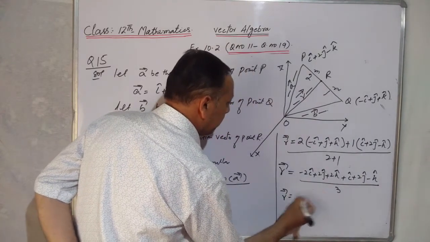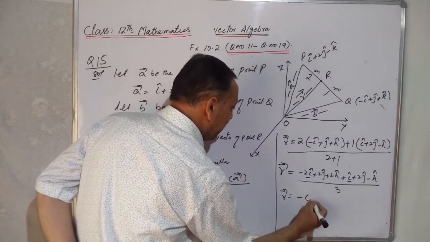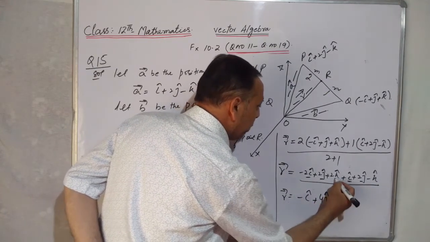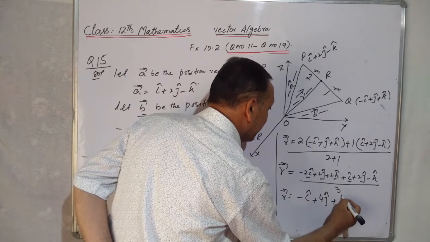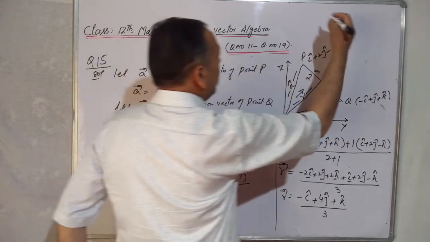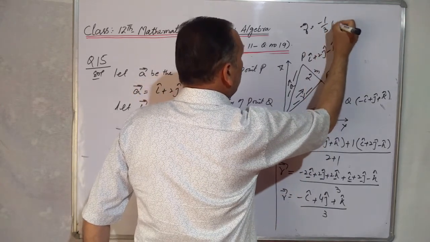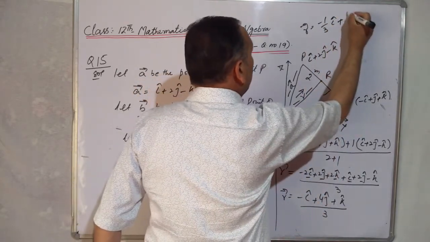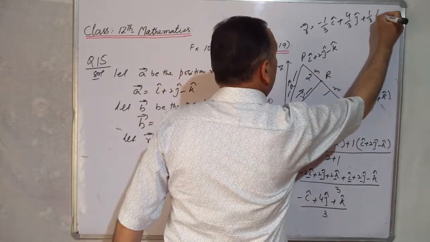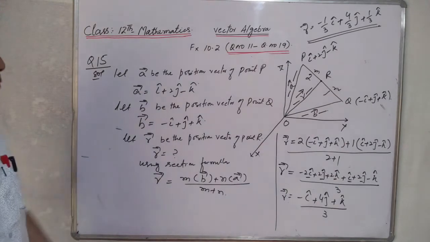That is, 3. Now vector r is equal to, adding corresponding elements, minus 2i cap plus i cap means minus i cap, plus 2j cap plus 2j cap means 4j cap, plus 2k cap minus k cap means plus k cap, divided by 3. So this vector r is equal to minus 1 by 3 i cap plus 4 by 3 j cap plus 1 by 3 k cap. This is the position vector of point r. Note it down. Let's move to another question.